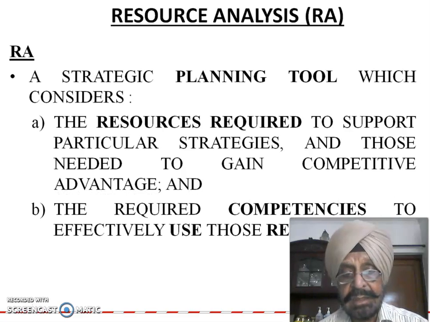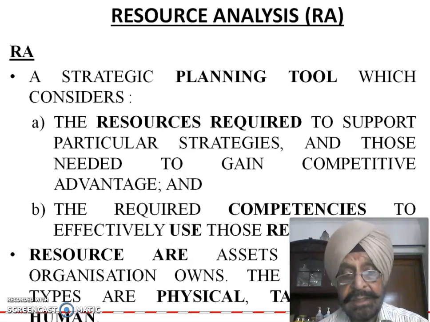The second is the required competencies to effectively use those resources. You have the resources, but you require competent people also to effectively use those resources. The resources are assets which an organization owns. The three main types of resources are physical, tangible, and human resources. Of these, the most important being the human resources.